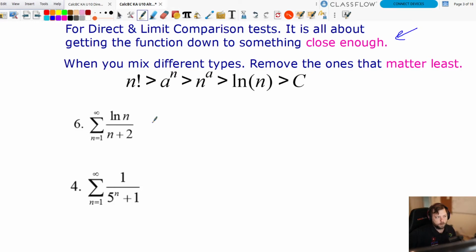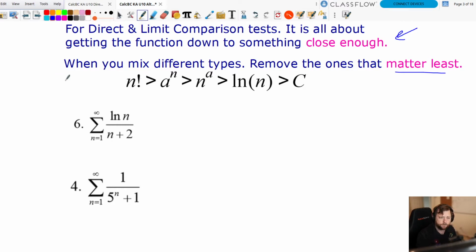So if we're mixing up types, and the types I have are factorials, exponentials, polynomials, logs, or just numbers, when you're mixing these types, remove the ones that matter the least. I'm going to say it this way. As you're looking at this, just have those cancel out. And what matters the most? It's in this order. Factorials. Why do they matter the most?